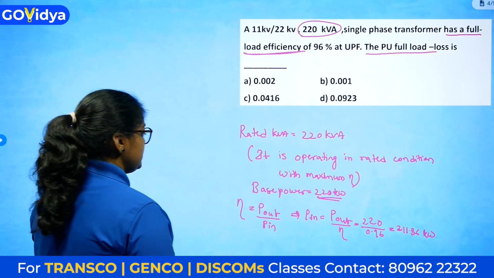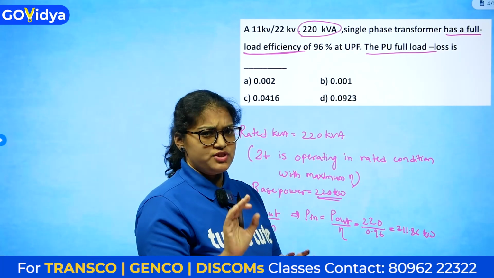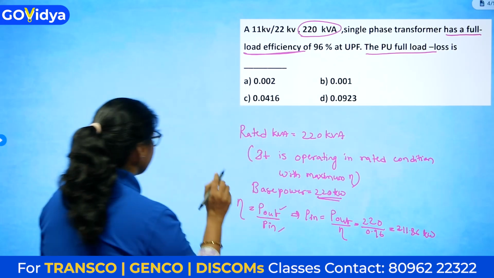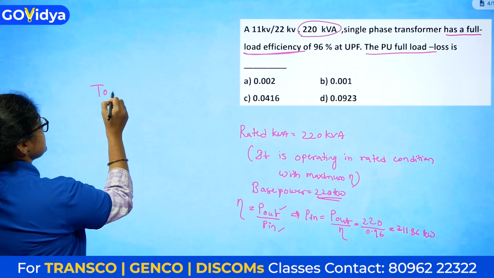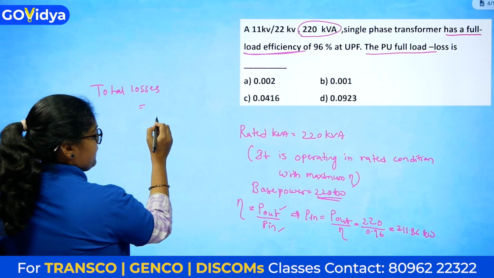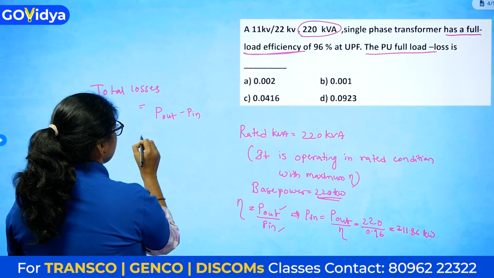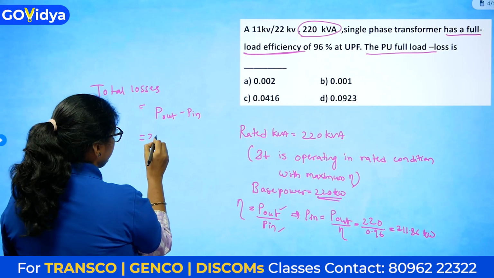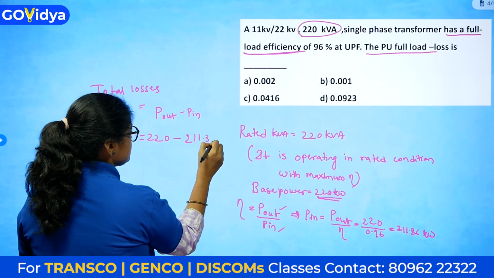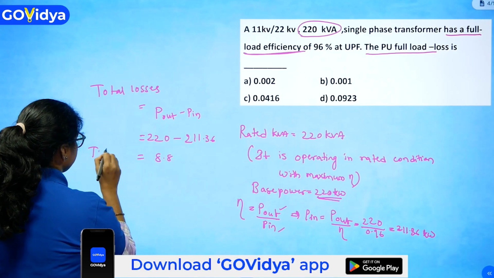Now we have to calculate the total losses. Why do we have to calculate the total losses? Because no information has been given about the losses, but I know the output and the input right now. So from that information I can calculate the total losses, which is nothing but P output minus P input. P output is 220 minus P input, which we got as 211.36. So approximately we will get 8.8 as the total losses.